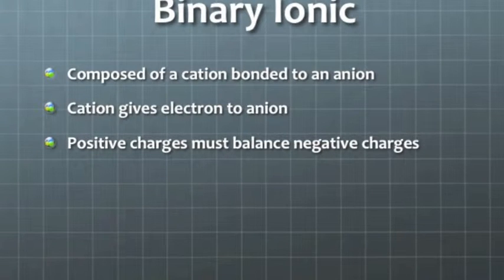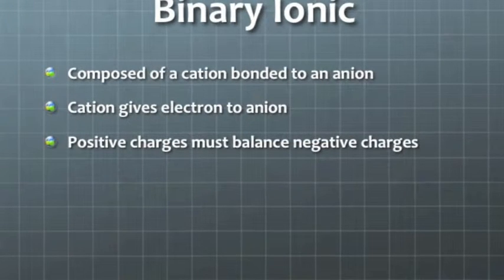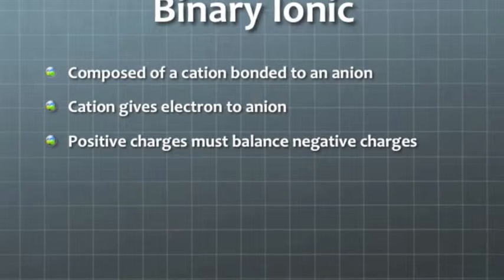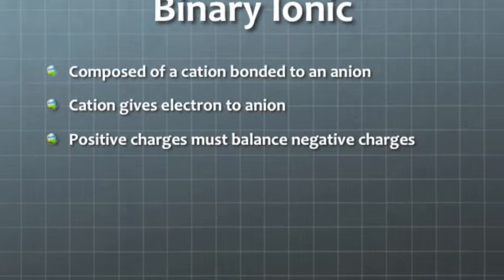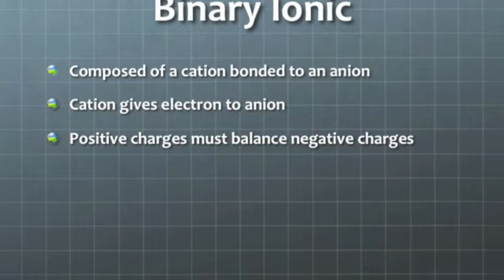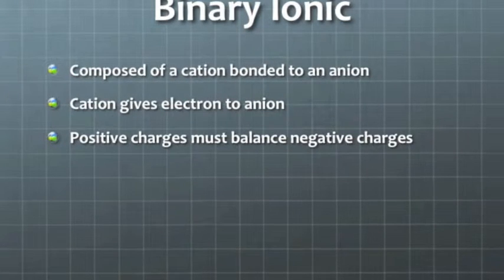Binary ionic. Binary ionics are composed of a cation bonded to an anion. The cation gives the electron to the anion. Positive charges must balance negative charges.